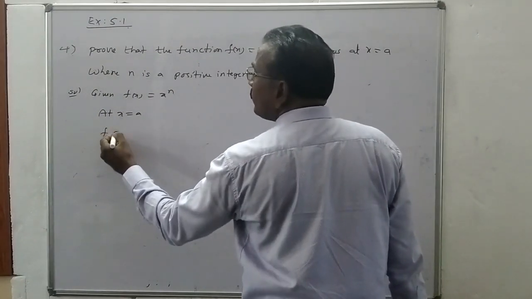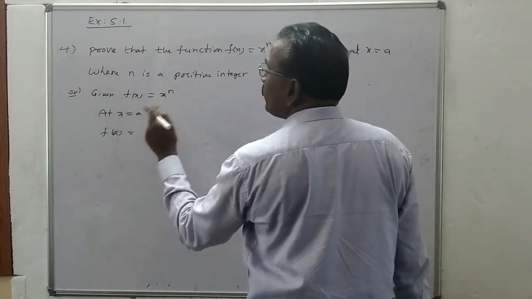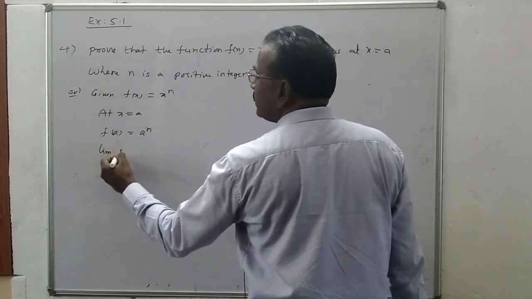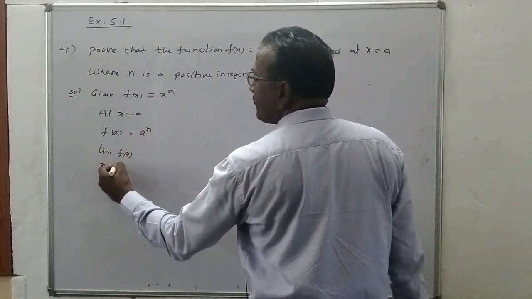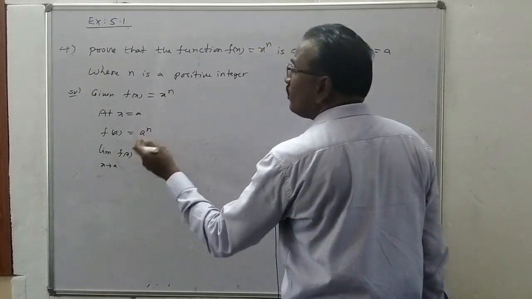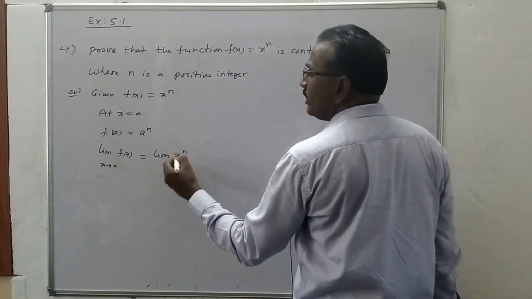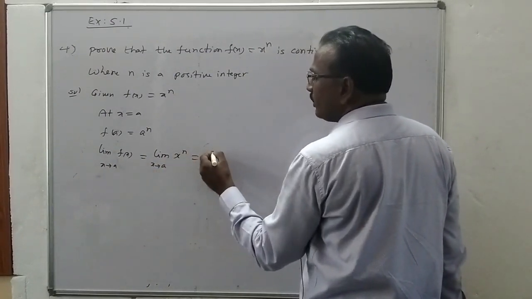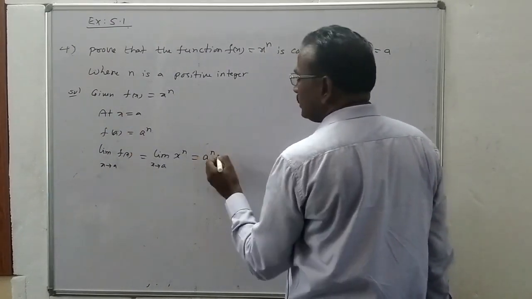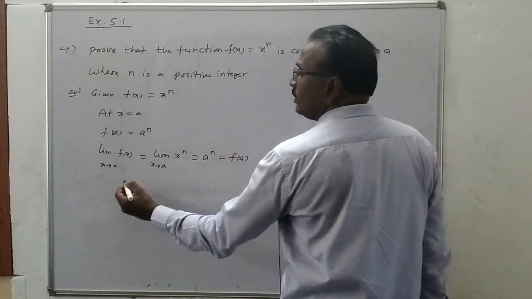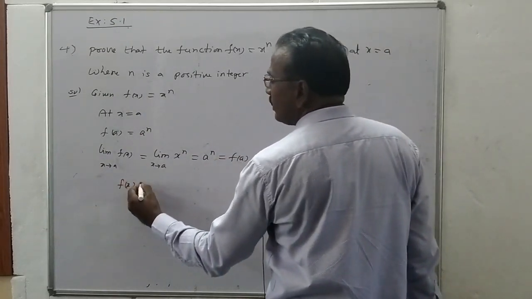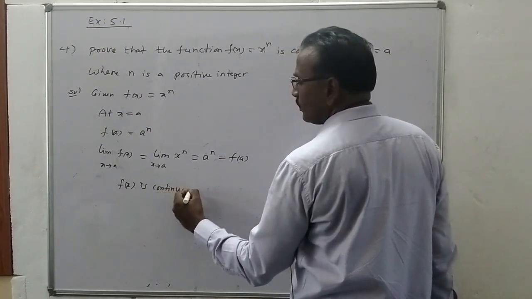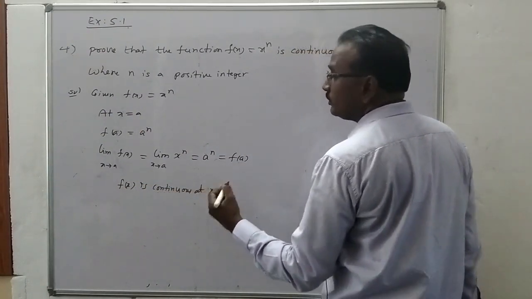First find the f of a value. So f of x is equal to x power n, and f of a value is a power n. The limit of f of x as x tends to a is x power n as x tends to a, by the direct substitution method. So this value is a power n, the same as f of a. Therefore f of x is continuous at x is equal to a. So this is the fourth problem.